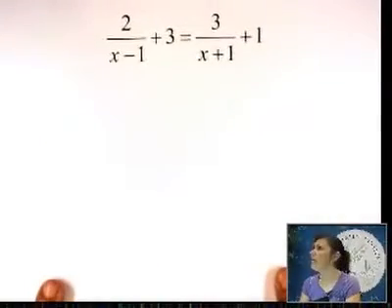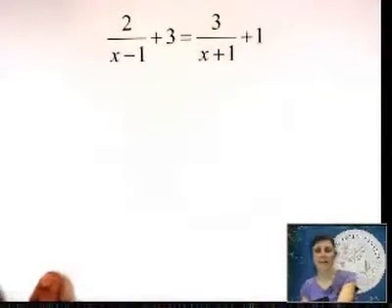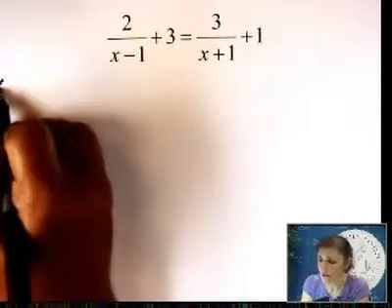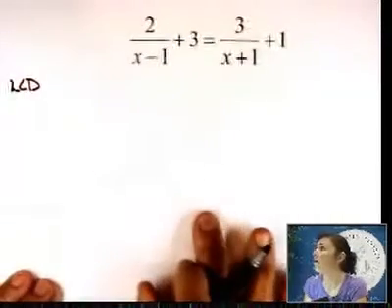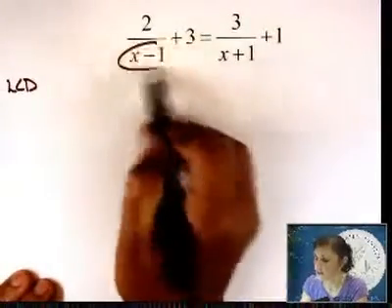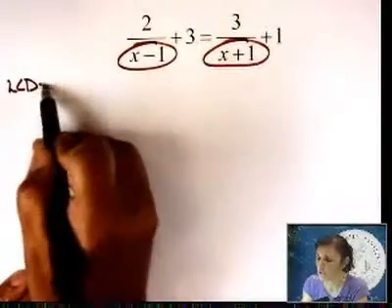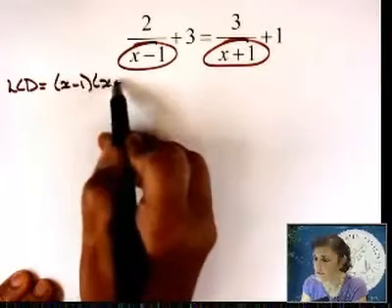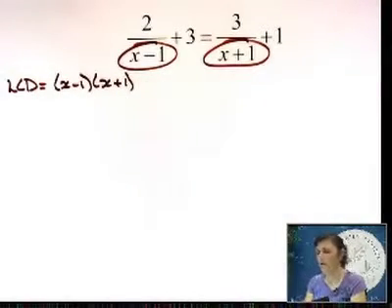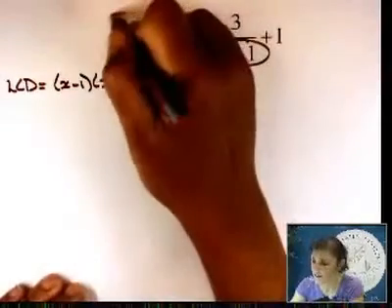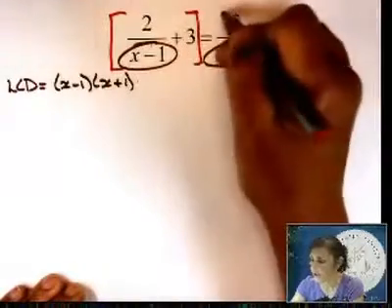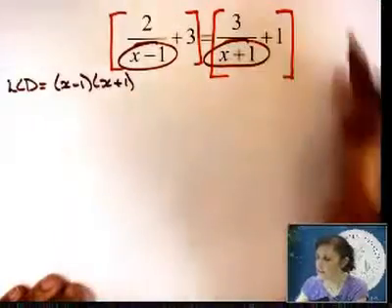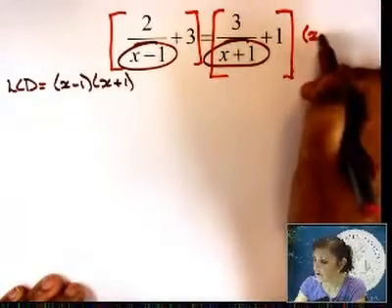How about I have something that has x's in the denominator? The procedure is the same. Find the lowest common denominator of all fractions involved. Here you have x minus 1, x plus 1. So lowest common denominator is simply x minus 1 times x plus 1. Then what do you do? You put your brackets on the left, put the brackets on the right, and write the LCD on the right and the left.